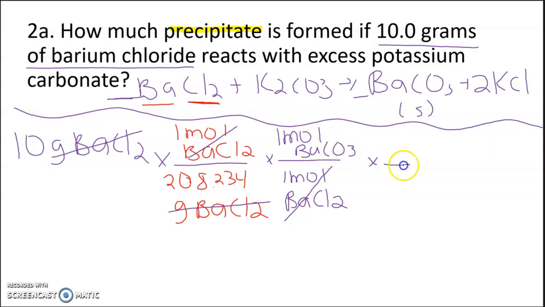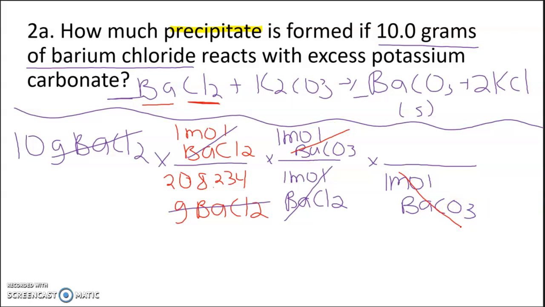Now, the problem doesn't say what unit it wants us to solve for, but typically when you're asked how much solid is formed, you're going to answer in grams. So that's what we're going to do, which means I'm going to use molar mass again, but this time the molar mass of barium carbonate, or BaCO3. Whenever we use molar mass, it is 1 mole. 1 mole goes at the bottom, that way mole units cancel out. And then I'm going to write the molar mass of barium carbonate up top.